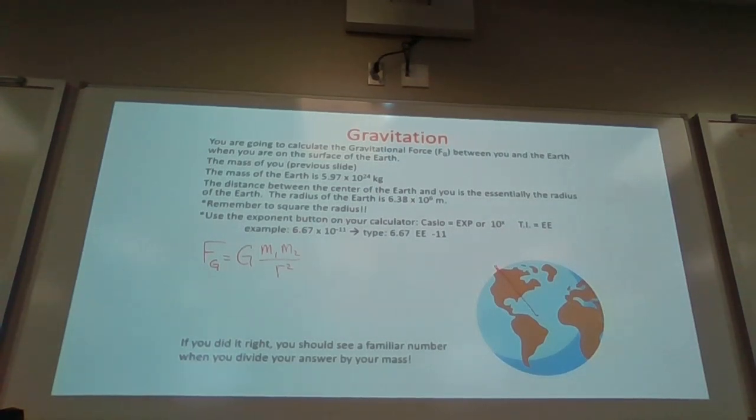To check to see if you got it right, take that number and divide it by your mass in kilograms, and you should see a number that you recognize. Which is really close to. There it is. Is that, you recognize that?